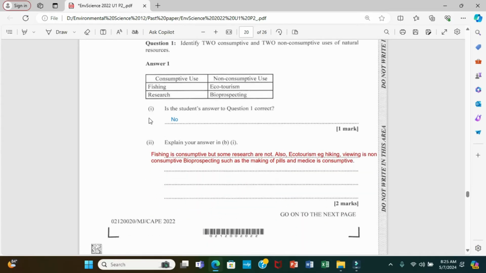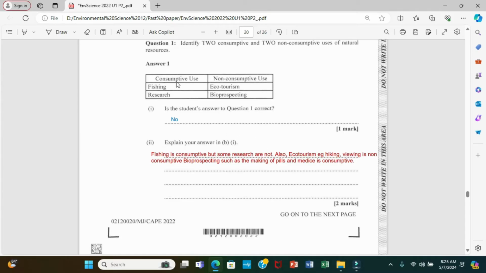Now this is your response to the question. Now, 1, it says, is the student's answer to question 1 correct? Well, I have no. And part 2 says, explain your answer in B1. So of course, yes, fishing is consumptive, but some research are not.